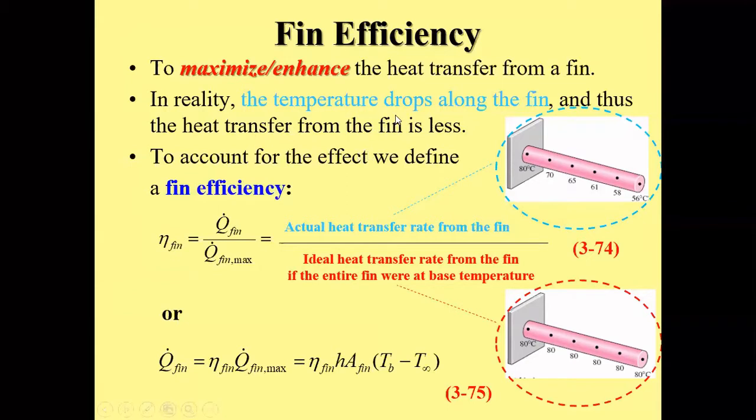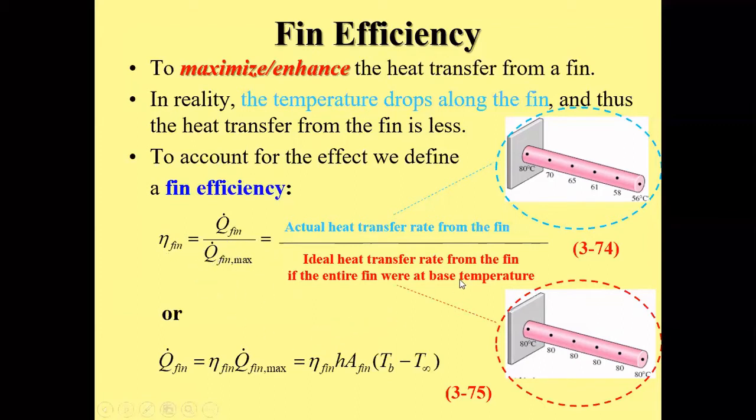We talk about two important parameters when you want to decide whether you want to use a fin or not. The first one is the fin efficiency. Fin efficiency is the same as the other efficiencies that you have learned before. It is equal to the actual heat transfer rate from the fin divided by the ideal heat transfer from the fin, or the maximum heat transfer that theoretically the fin can remove.